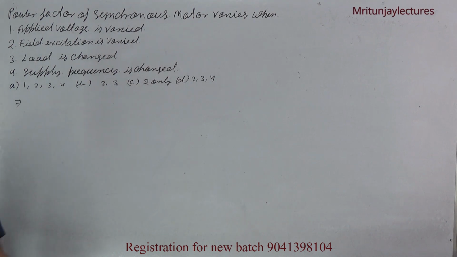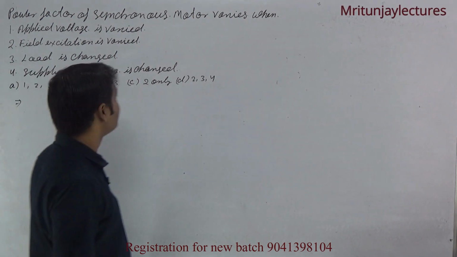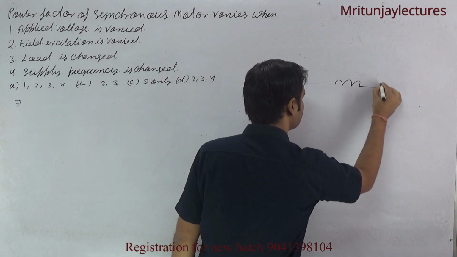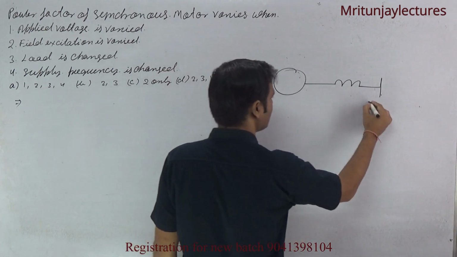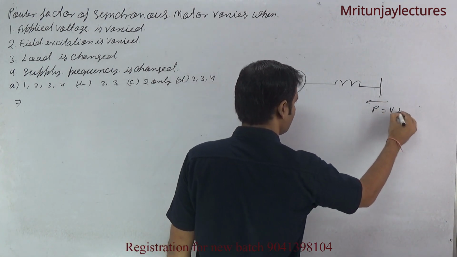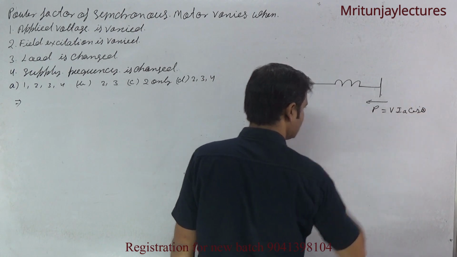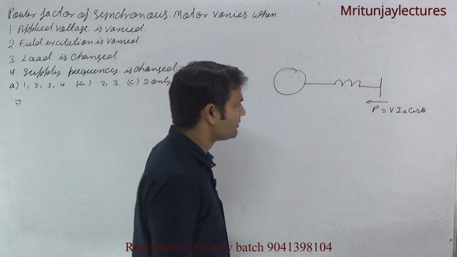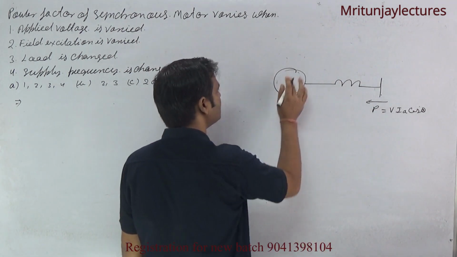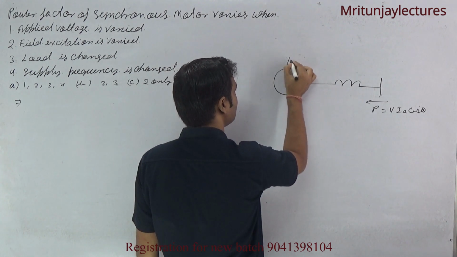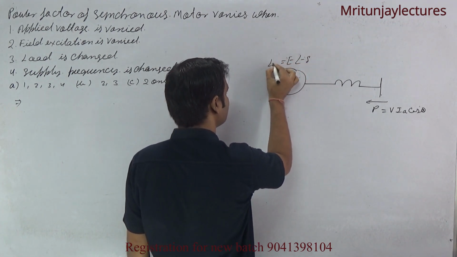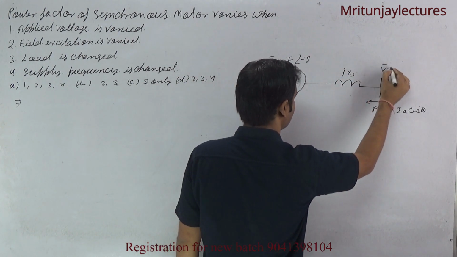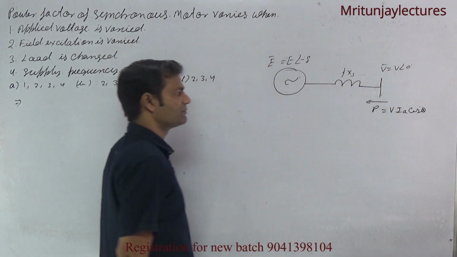Now, corresponding to the question: the power factor of the synchronous motor varies when. First of all, consider the synchronous motor. Power P is equal to V into Ia into cos theta. Cos theta is the power factor angle between V and Ia. Now, that is E at the angle minus delta, field excitation, and terminal voltage V at the angle 0, represented like this.